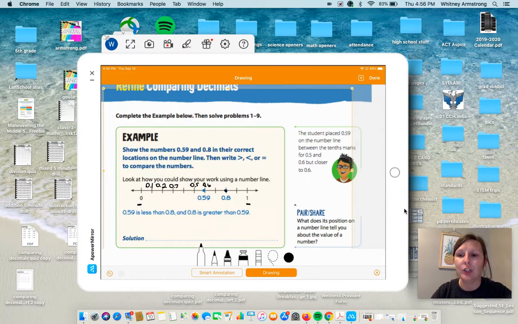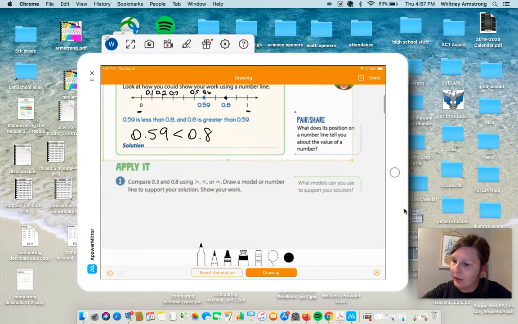So I know just by looking at my number line that 0.59 is less than 0.8 because it is closer to the 0 on the number line than it is to the 1, okay? So 0.59 is less than 0.8, or 0.8 is greater than 0.59, okay? So let's go ahead and look down here at number 1.